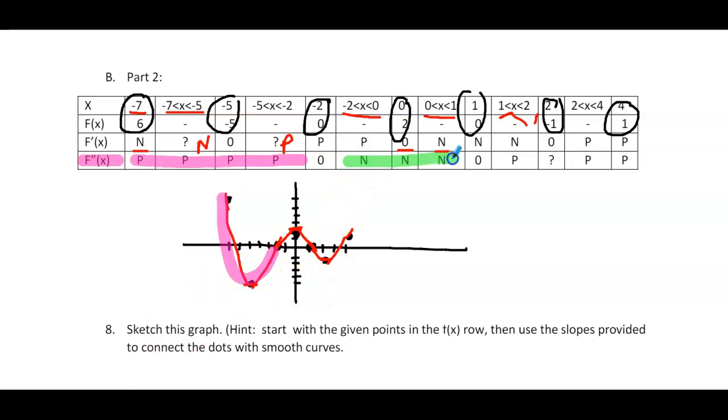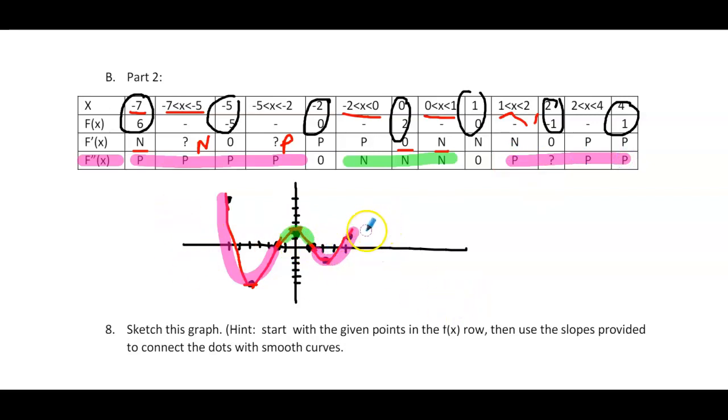From here to here, my graph should be concave down. So from -2 to +1, concave down. And then from 1 to 4, it's concave up again.